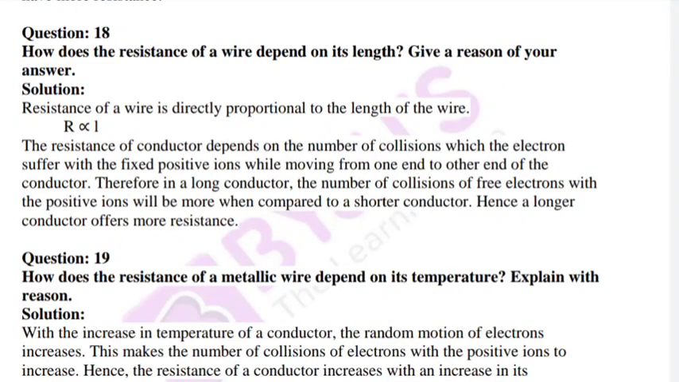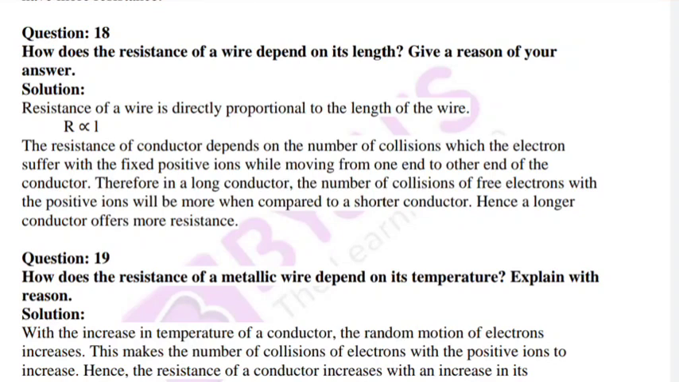Question number 18. How does the resistance of a wire depend on its length? Give a reason for your answer. Resistance is directly proportional to the length of the wire. The resistance of a conductor depends on the number of collisions which electrons suffer with the fixed positive ions while moving from one end to the other end of the conductor. Therefore, in a long conductor, the number of collisions of free electrons with the positive ions will be more when compared to a shorter conductor. Hence, a longer conductor offers more resistance.